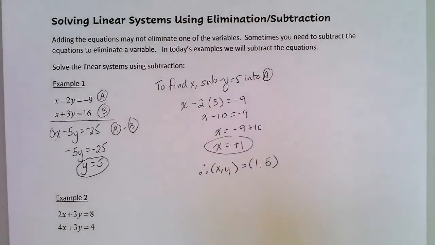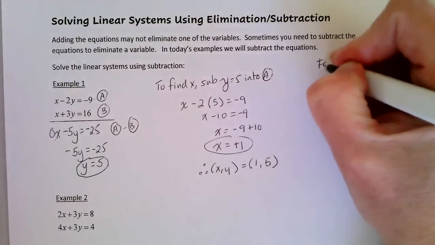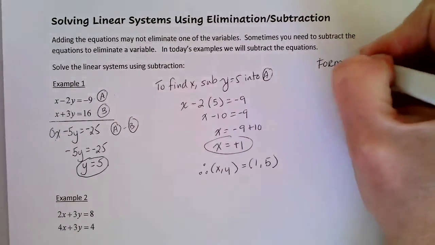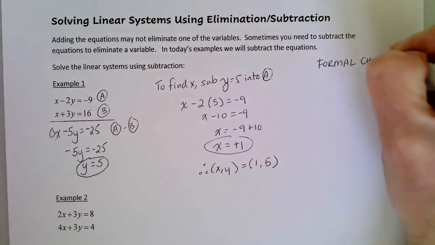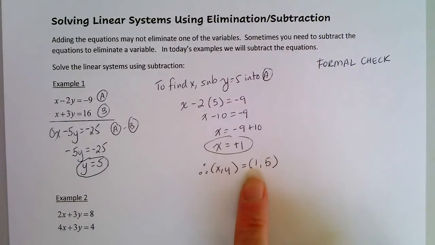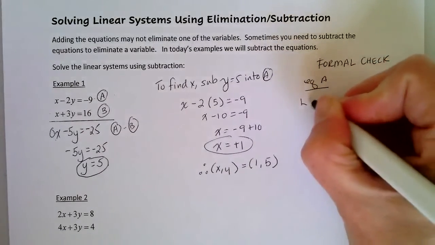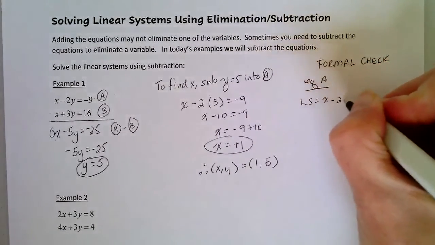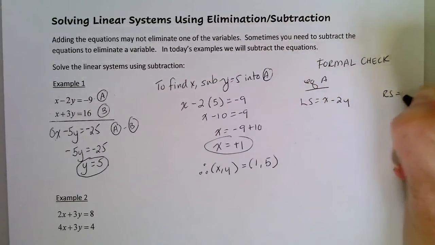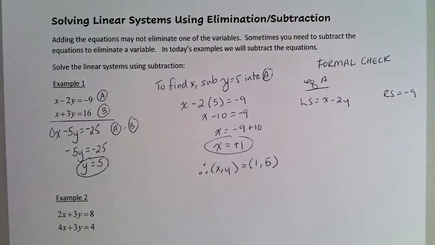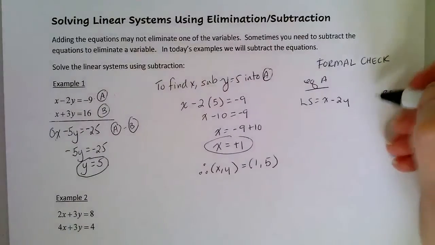Okay. Now, we need to verify that this, in fact, is the correct solution, doing a formal left side, right side check. So we'll do a formal check to verify that we have the correct solution. So we are going to be substituting x equals 1 and y equals 5 into both equations. So for equation A, the left side of the equation is x minus 2y, and the right side is -9. That is based on the original equation that we're given.